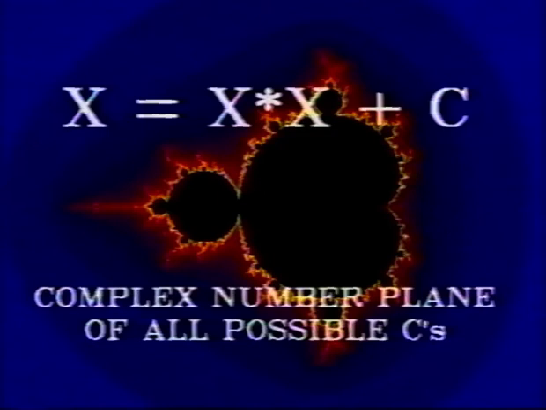This is the Mandelbrot set. It was created from the equation x equals x squared plus c, using simple iteration, where x and c are both complex numbers. Therefore, the Mandelbrot set lies in the complex number plane, which in this case is the plane of all possible c's.